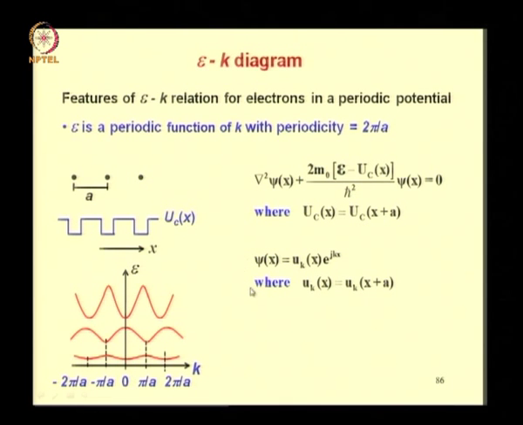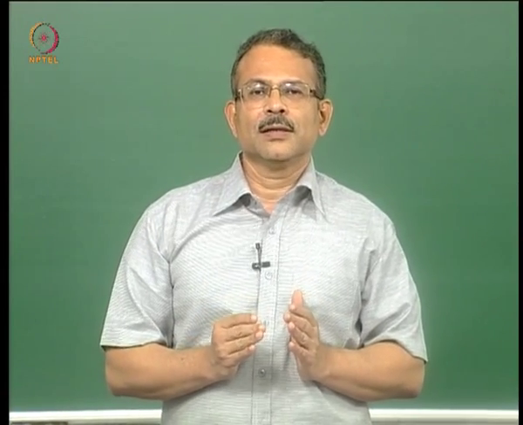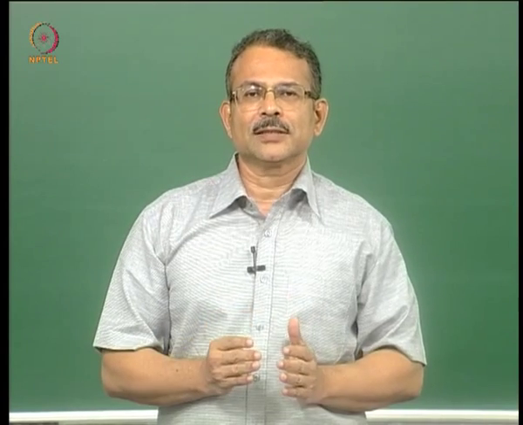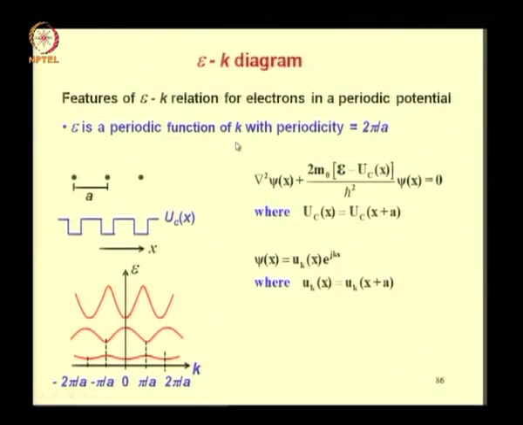Now, this is the important result that we simply import from Bloch's theorem. Based on this important result for the wave function psi of x, how do we show that E is a periodic function of k with periodicity 2 pi by a?